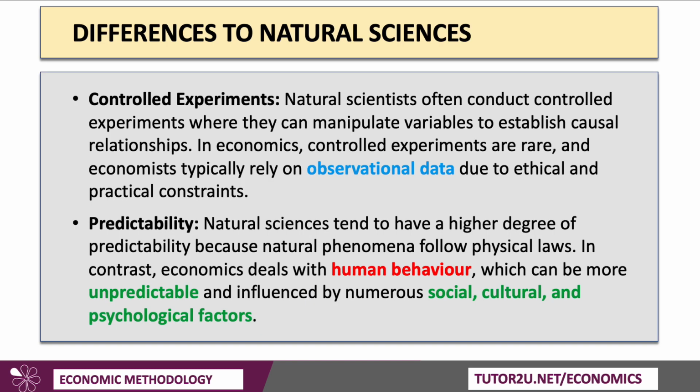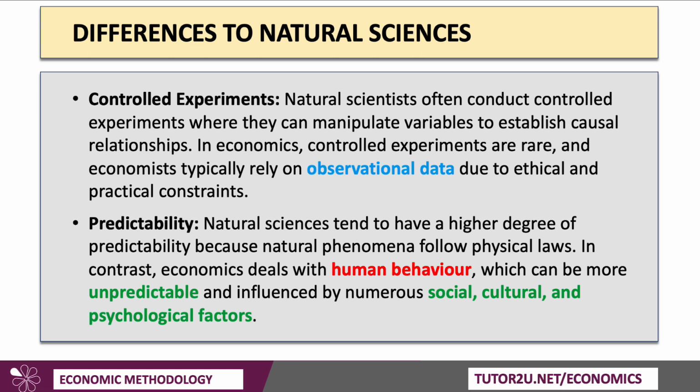Economics is very different, however, to natural sciences. In natural sciences, physics and chemistry, they often conduct controlled experiments in lab conditions. They can manipulate variables to establish causal relationships. Now, in economics, although we do use laboratory experiments, and often university students are paid to do that, controlled experiments are rare. So typically, economists tend to rely more heavily on observational data.